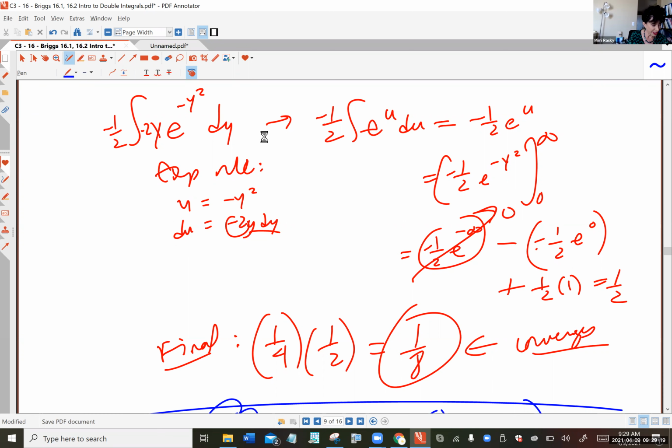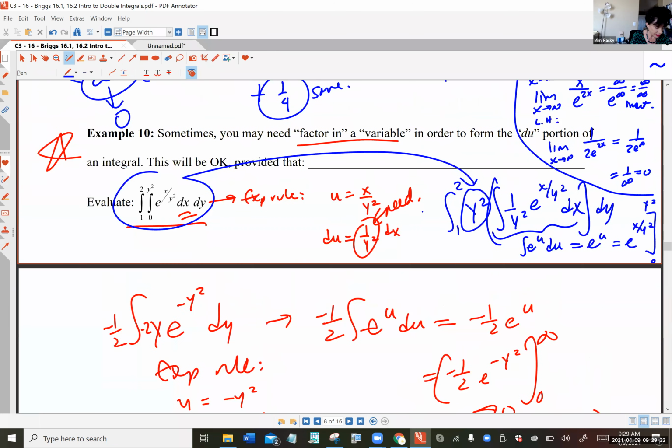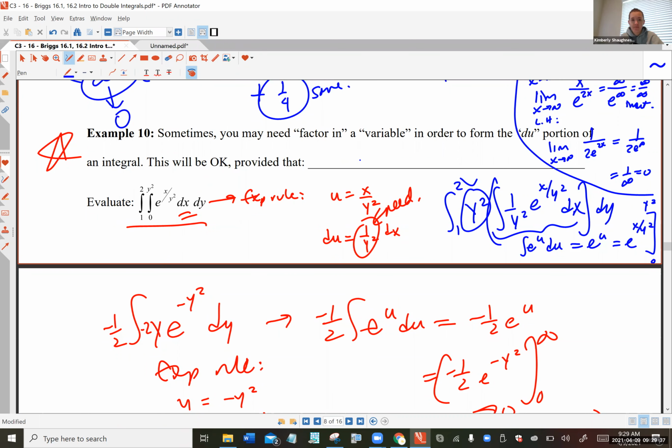Okay, I'm done with what I consider 16.1. That blank spot on example 10 would be multiplied by special value 1. Let's see, the blank spot, provided that, no, not a conjugate. I'm sorry. I would put in the blank: this will be okay, provided that it's considered a constant with respect to the variable of integration.